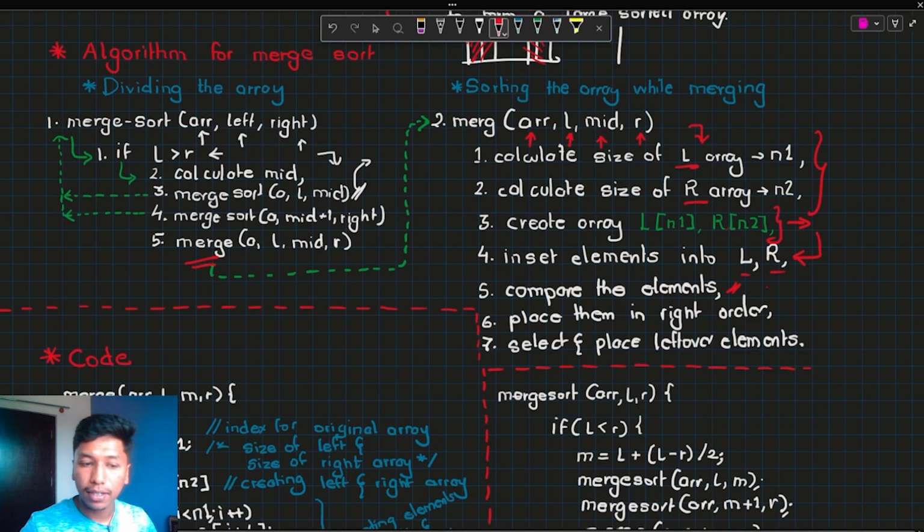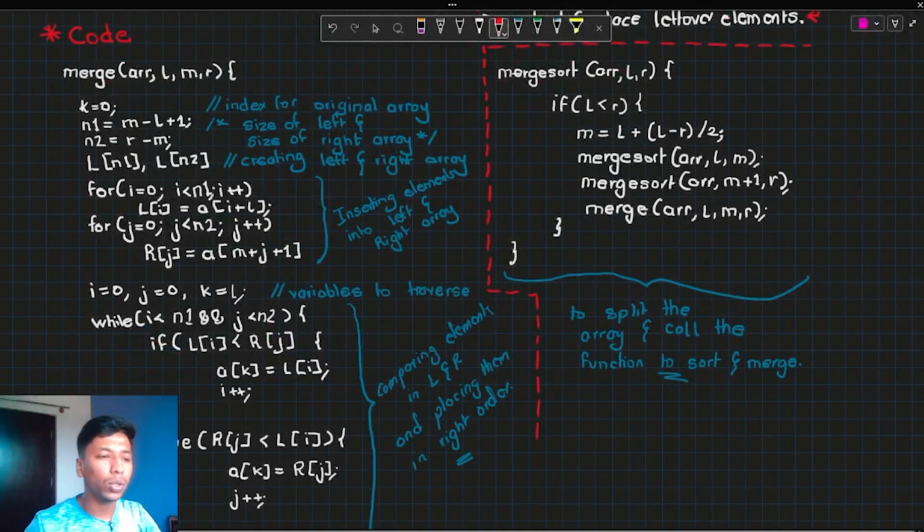Once the comparison is done, we'll place the elements in the right position, and the leftover elements have to be placed in the right position. So this is basically how the algorithm works. Now as you can see, here is the code.